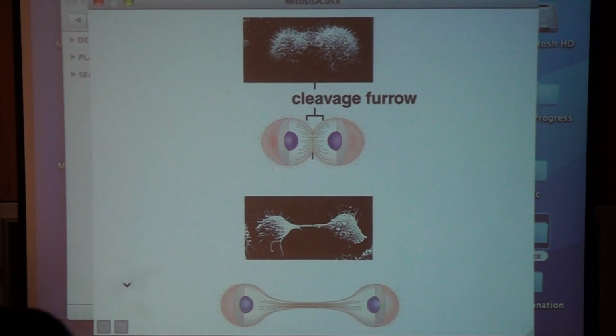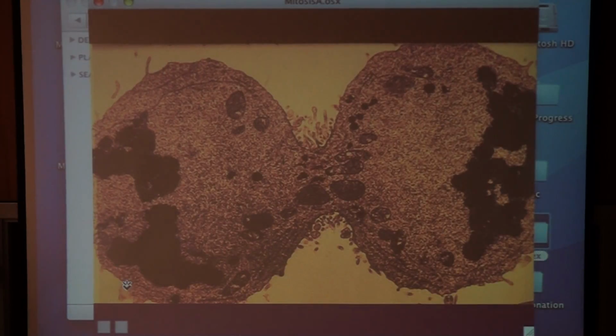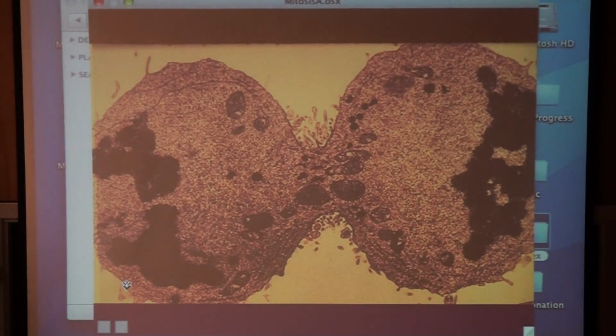In other words, you get more and more stretching until finally the cell membrane snaps and you get two separate daughter cells. There's a nice photograph of a dividing animal cell. There's the cleavage furrow right there. That's the nucleus in one daughter cell, and that's a nucleus in the other daughter cell. And that might be a mitochondria right there. It looks kind of like a mitochondria.